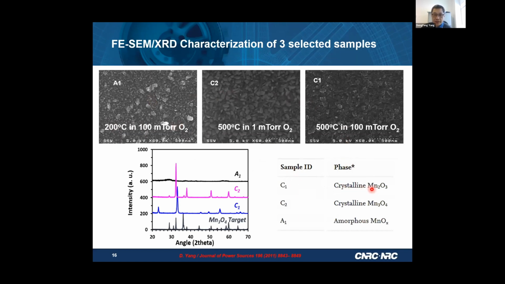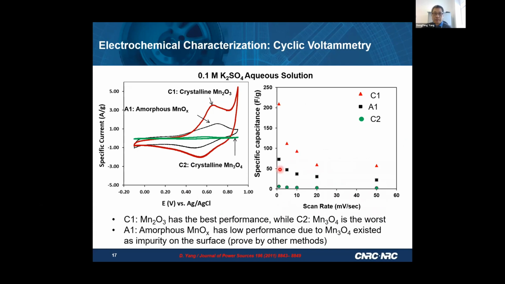C1 is crystalline Mn2O3, C2 is crystalline Mn3O4, and A1 is amorphous MnO2. Actually, we proved by other methods that it is amorphous MnO2. With XRD, you cannot tell, because when it's amorphous, you cannot tell its crystal structure. So then we compare the performance of the 3 different phases.